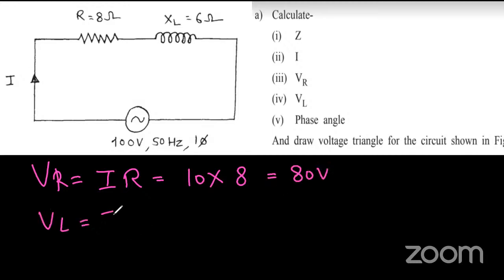What is VL? VL is equal to I XL. I is 10 ampere, XL is 6, so it is 60. Then we go for the phase angle. Did everyone get the answer for VR and VL? Use the chat box to tell me. So VR and VL are 80 volt and 60 volt. Anyone in doubt about VR and VL?